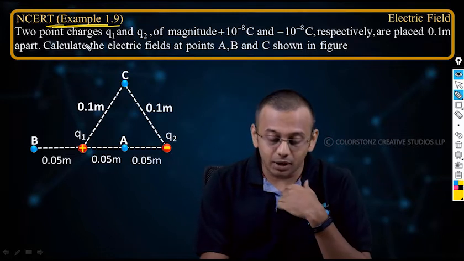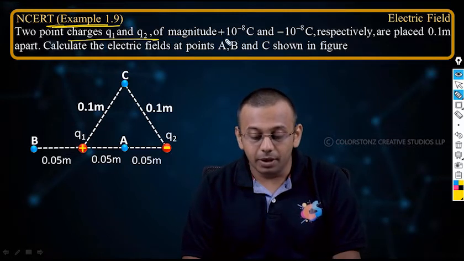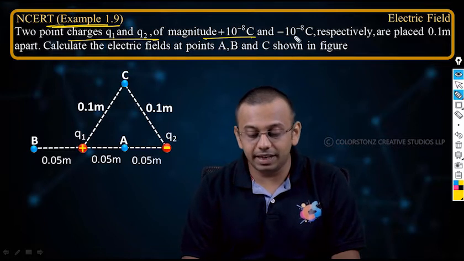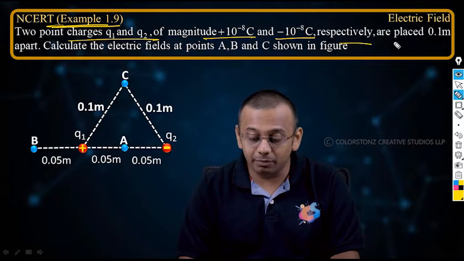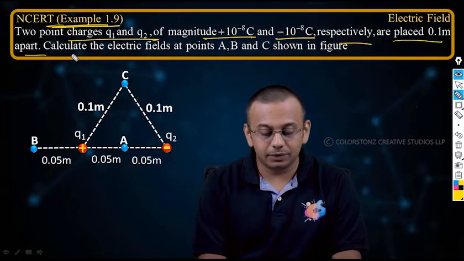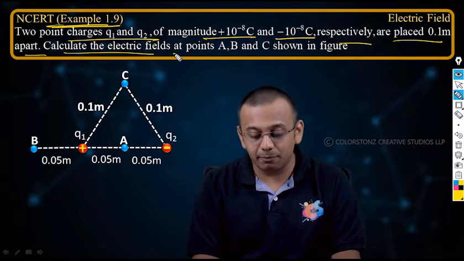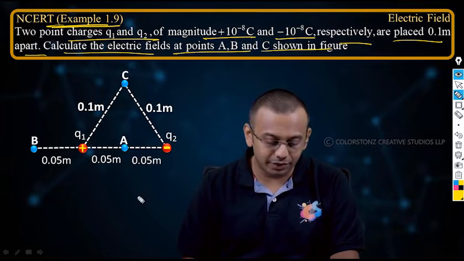Two point charges Q1 and Q2 of magnitude plus 10 to the power minus 8 and minus 10 to the power minus 8 coulomb respectively are placed 0.1 meter apart. Calculate the electric field at points A, B, and C as shown in the figure.